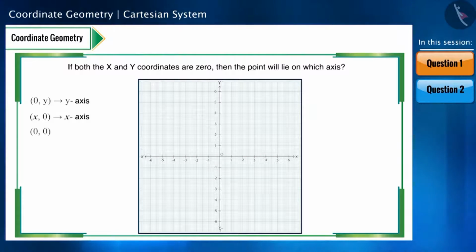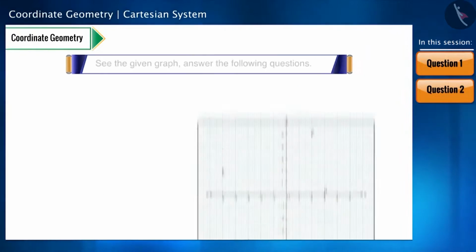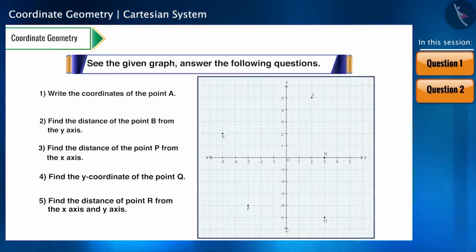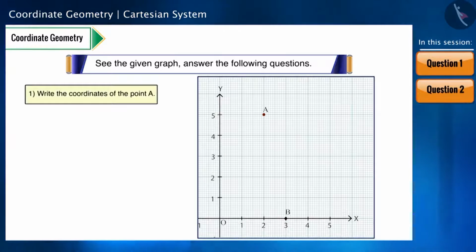Friends, this is the origin which is at the center of the xy plane. Let us see the next question and answer the questions asked by looking at the graph. Let's take the first sub-question. 1. Write the coordinates of the point A.